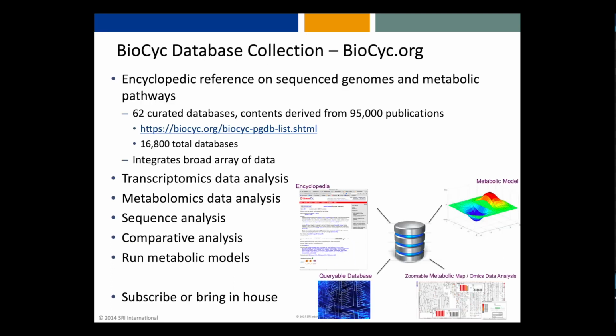BioCyc combines a collection of databases and powerful tools for a variety of bioinformatics tasks. We have 16,800 databases for organisms with sequenced genomes, of which 62 are curated from the literature. The databases integrate genome information with metabolic pathways, gene essentiality data, regulation, and protein features. Our bioinformatics tools support analysis of gene expression data, sequence searching, comparative genomics, comparative pathway analysis, and the ability to run metabolic models. In this webinar, I will be focusing on BioCyc tools for metabolomics.